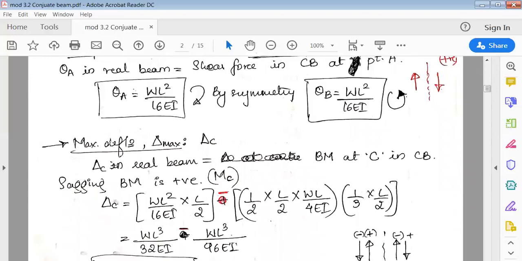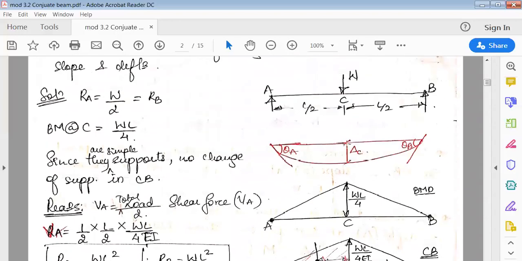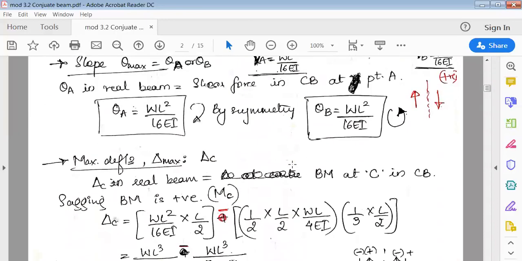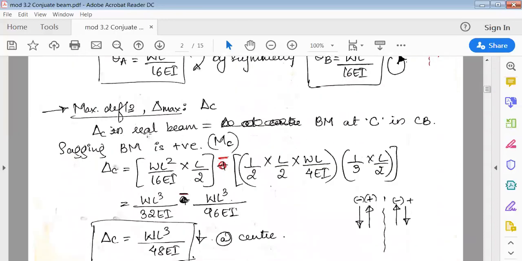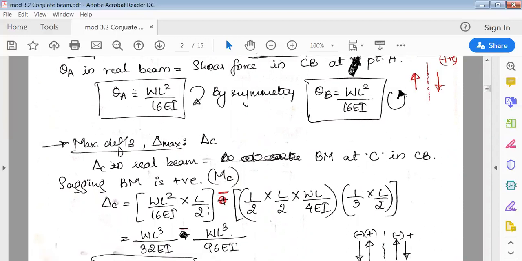Next, similarly, you have to find the maximum deflection, that is delta C. Maximum deflection delta C. So again, for delta C, the formula goes like this. Delta C in the real beam is nothing but the bending moment at C in the conjugate beam. So theta is associated with shear force. Delta, the deflection, is associated with bending moment.